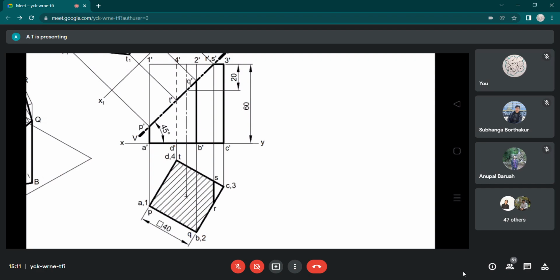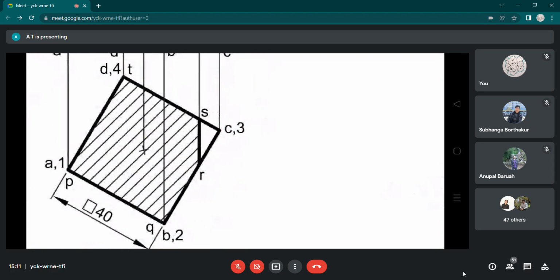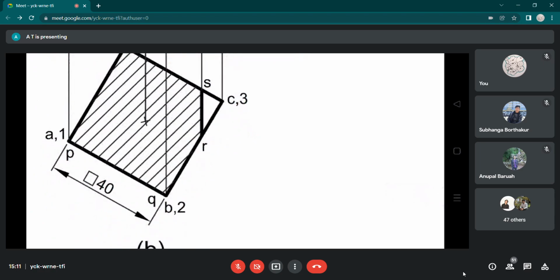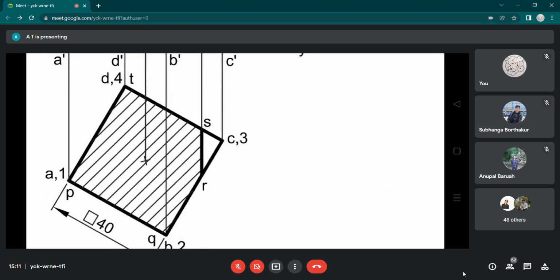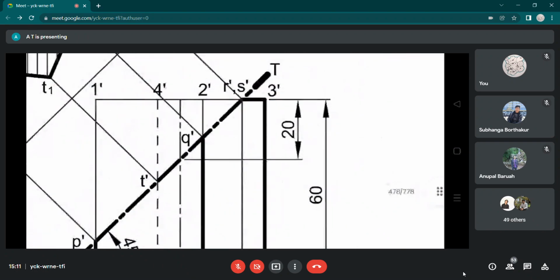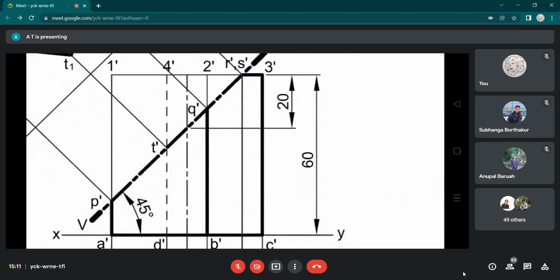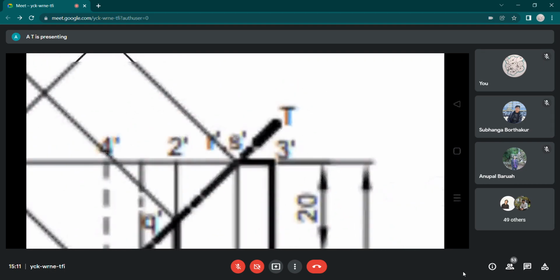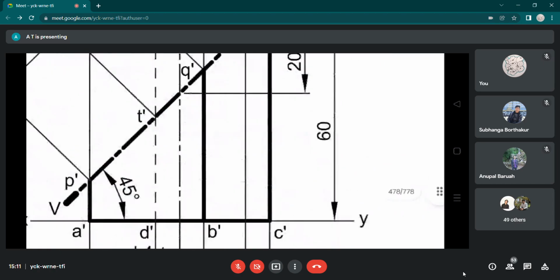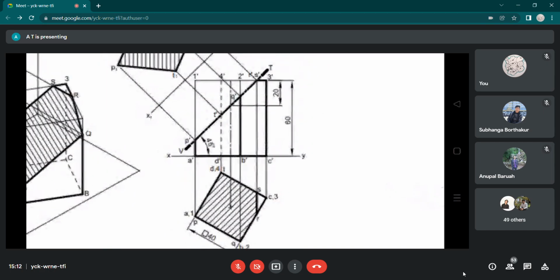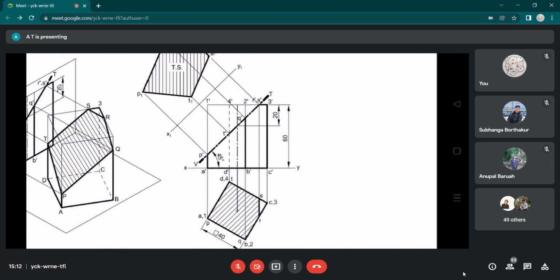How did you get S and R? How did you get this point S and R on the square, because you have already done A, B, C, D. This square was already done. I told you how to draw this square inclined at 30 degrees. But how did you get point S and R on this square? You have projected this R dash S dash from the front view to the top view. Draw this line, you will get the R dash S dash. Understood or no?